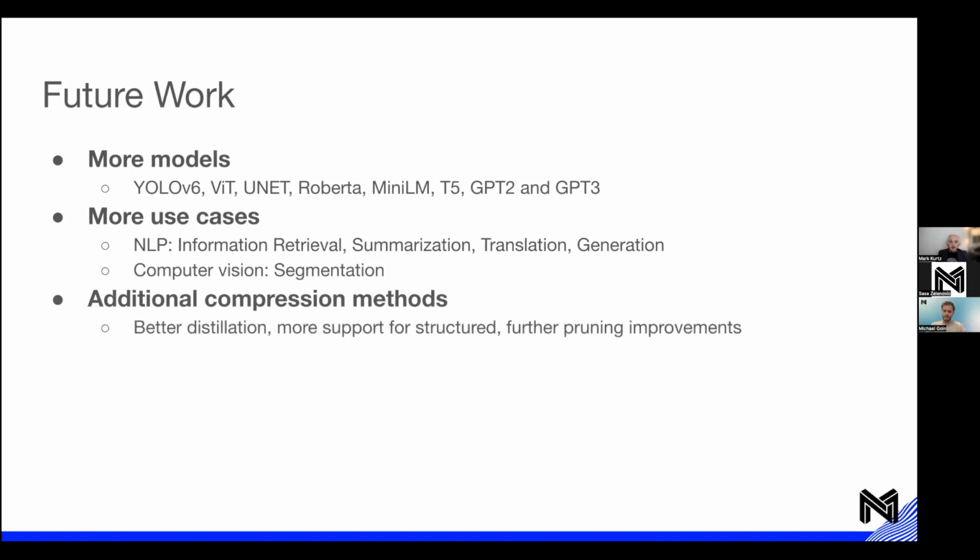We're also working on adding in additional compression methods like better distillation. So currently we have just the end output distillation, and we want to add in better distillation like MiniLM uses and things like that. Additionally, adding more support for structured pruning and further pruning improvements as new algorithms come out, to be able to use those.